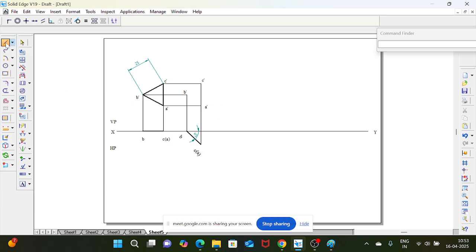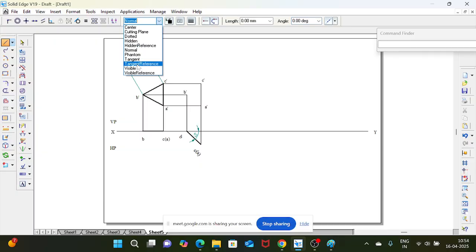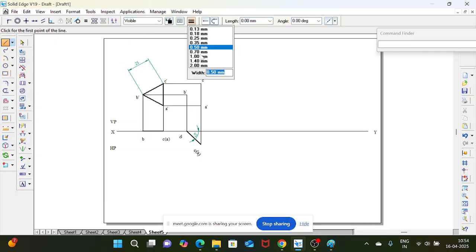Then what you have to do? Join the line with visible line. Select thickness. End of this line is A. You have to click on the end point symbol. End of this line is B. Click on the end point symbol. Can you see the end point symbol? There you have to click. End of this line is C. End of this line is A. Like this. Then what you have to do? Median is inclined to VP at 45 and for HP it is inclined to 30 degree.